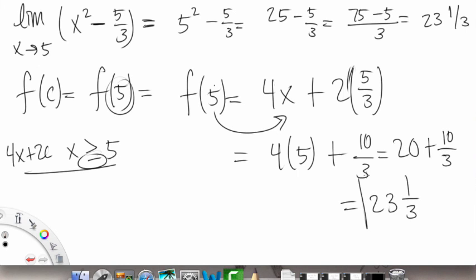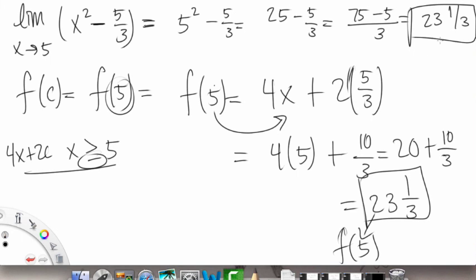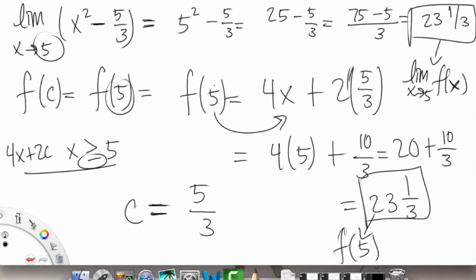Okay, so these agree with each other. This is the value of the function at our given value, which was 5. And this up here was the value of our limit as x approached 5 of our function. Okay, so these two agree with each other, and we're good. And again, our constant value, the one that we were solving for, not the one that's involved in what x approaches, turned out to be 5 over 3. Okay?